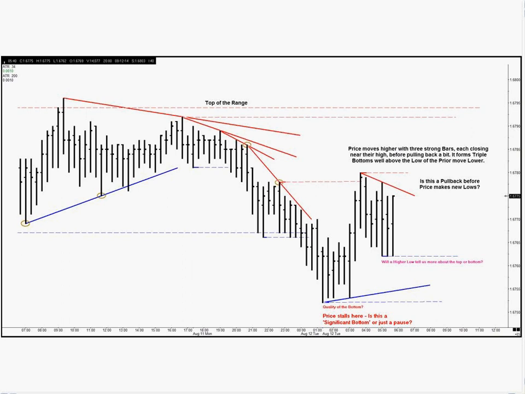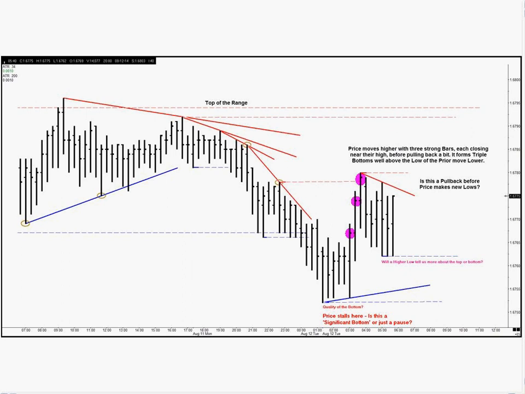So what happens? Price moves higher with three very strong bars, each closing near their high. Let's take a look. So we have this bar with its close, this bar with its close, and this bar with its close.